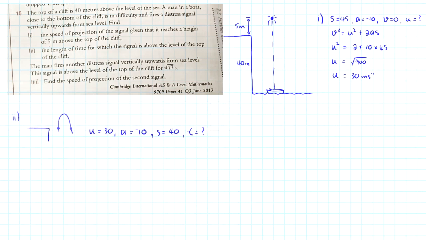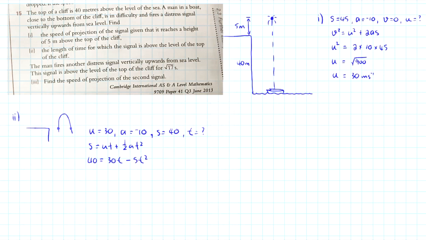Okay, so the way that it's set up there, it's going to give us 2 answers for the time because it is at the position of 40 meters above the boat twice. So which formula do we use? Use the one that relates all of those together. S equals UT plus a half AT squared. Put in what we know, and we know that 40 is equal to 30T, half A is minus 5T squared.